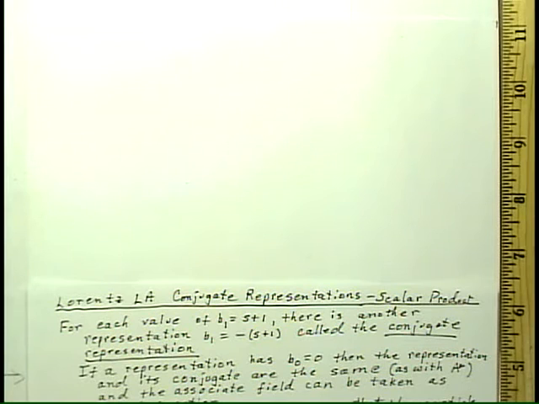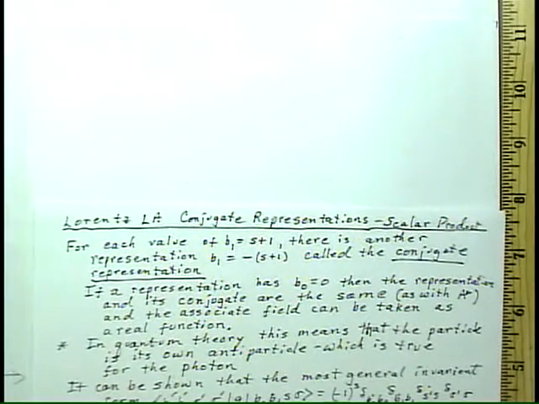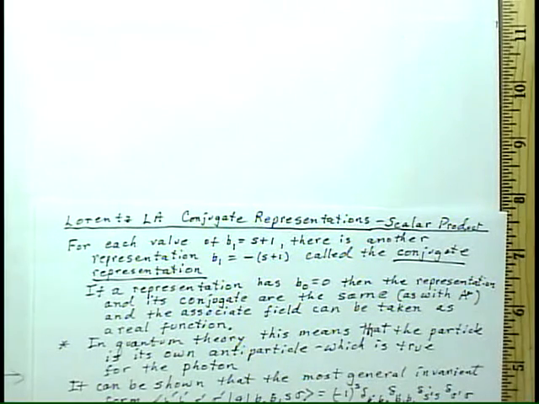This is called the conjugate representation. More specifically, in the text they refer to the conjugate representation as where either B0 or B1 changes into a negative value. And if either of those changes into the negative value but not both, that's called the conjugate representation. It turns out that if B0 is equal to 0, a representation is equal to its own conjugate. That's something that we'll have to discuss also in greater detail later.